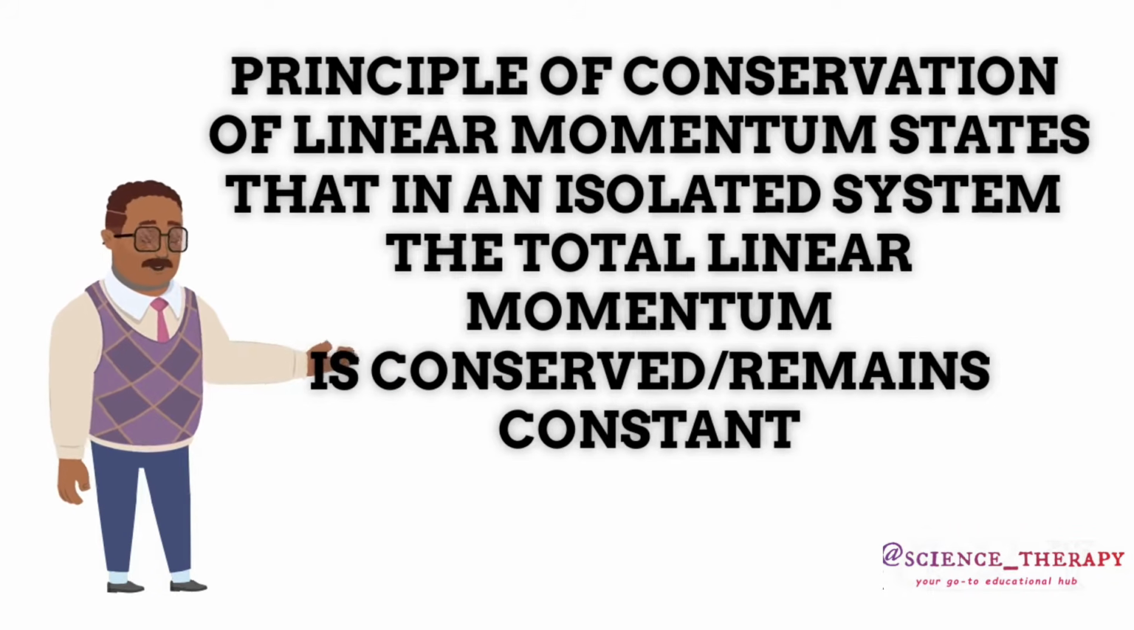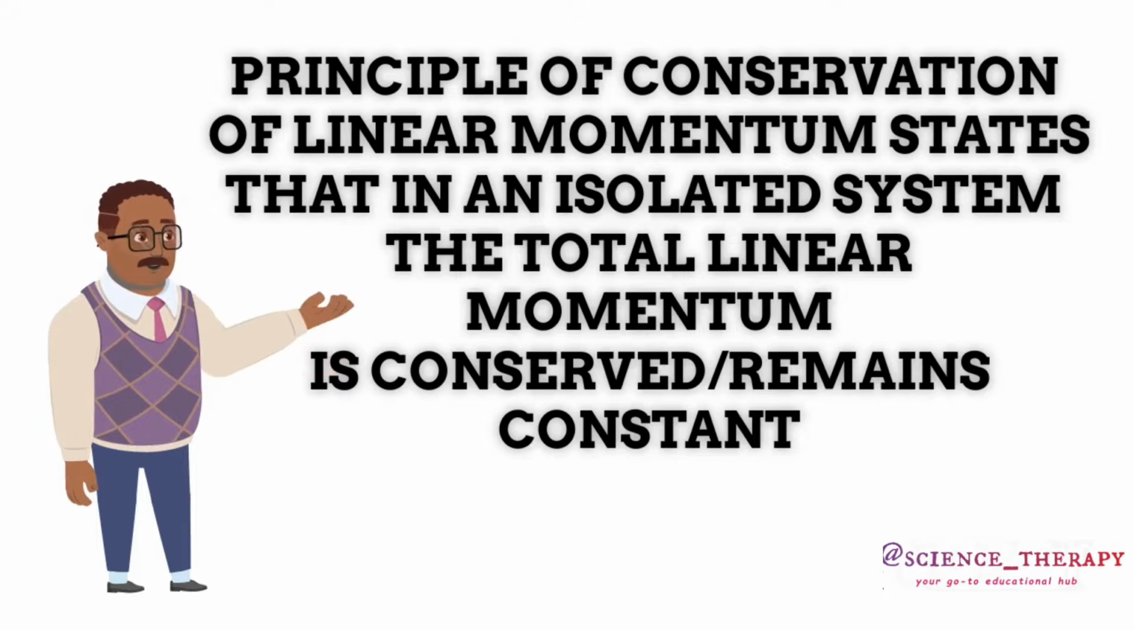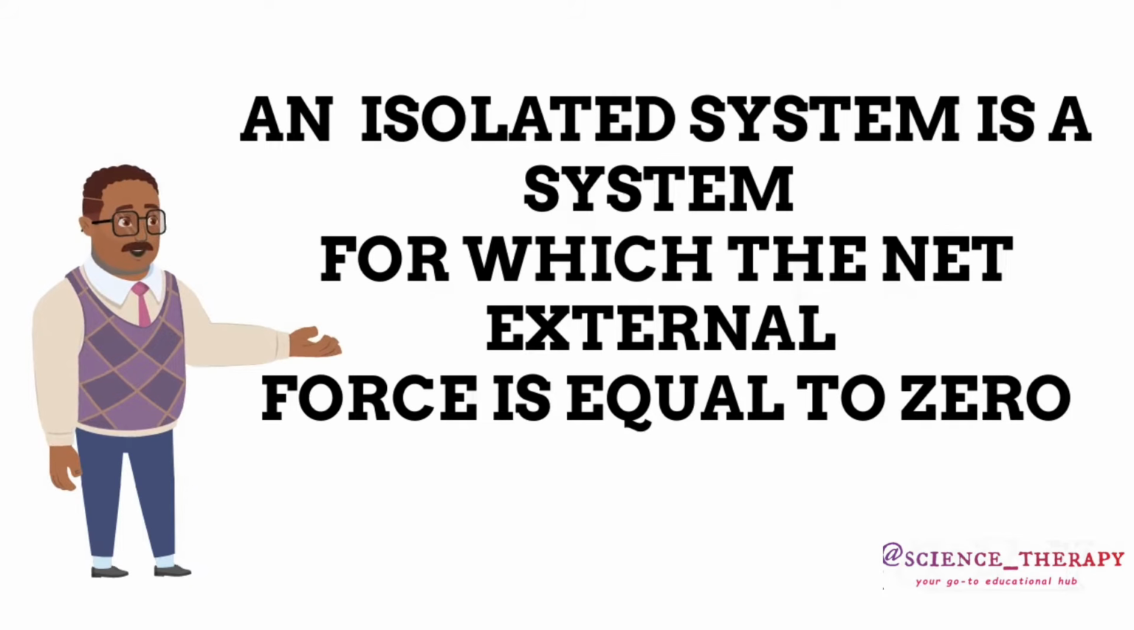We know about the principle of conservation of linear momentum, but how do we then define it? We say the principle of conservation of linear momentum states that in an isolated system the total linear momentum is conserved or remains constant. Before your whole world comes crumbling down, let us understand what is meant by the term isolated system. An isolated system is a system for which the net external force is equal to zero.